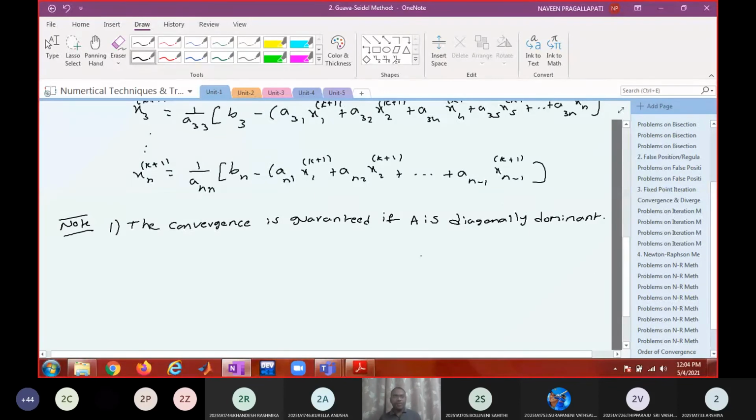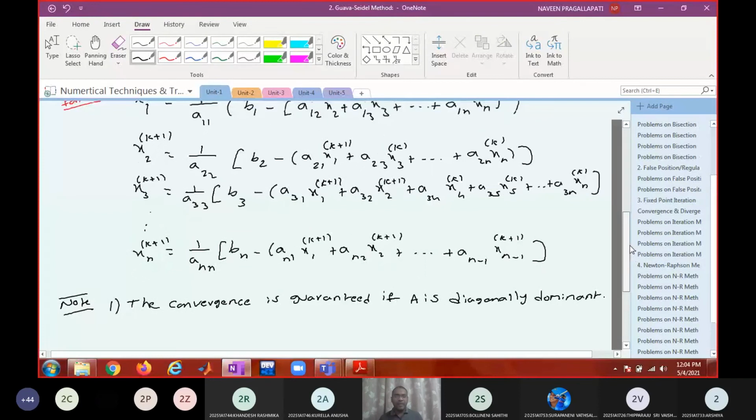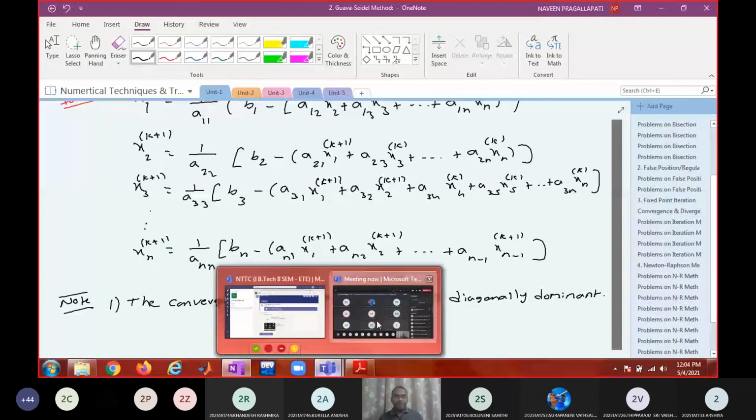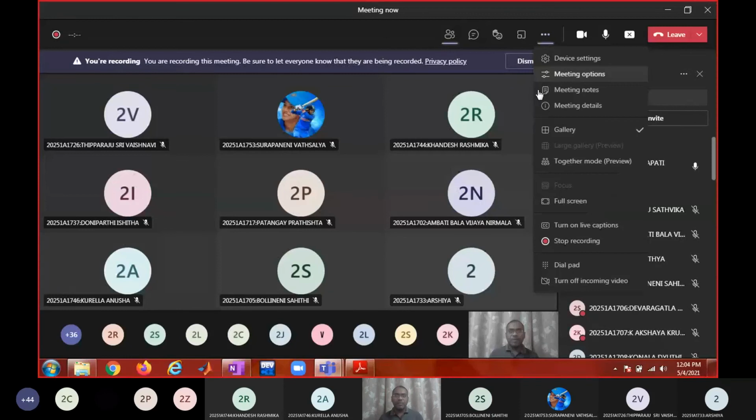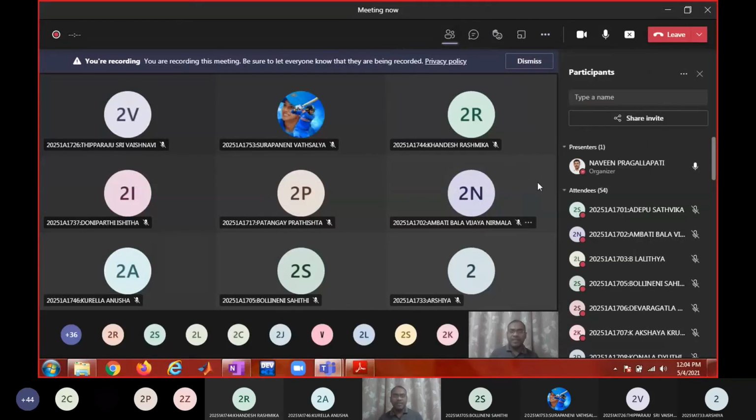In the next class, we'll be doing problems based on Gauss-Jacobi as well as Gauss-Seidel method. We'll take up one system and solve it using both methods, so that we can compare and identify which method is faster or better.